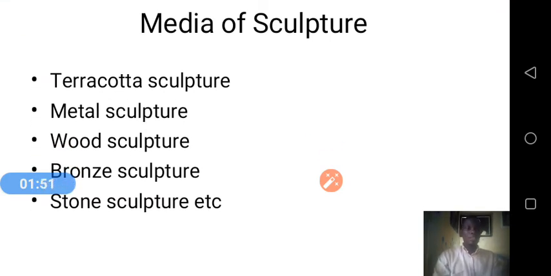We have different media of sculpture. Media of sculpture are the different natures in which sculpture exists. We have terracotta sculpture, metal sculpture, wood sculpture, bronze sculpture, stone sculpture, etc. Mind you, it could be more than this. We have experimental research by artists, and the product of this experimental research could also be established media for sculpture.